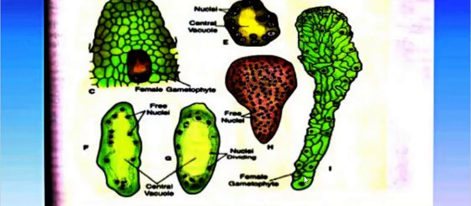This part acts as the nutritive tissue and is towards the chalazal end, and the part of the female gametophyte which is towards the micropylar end, here the archegonia will be developed.